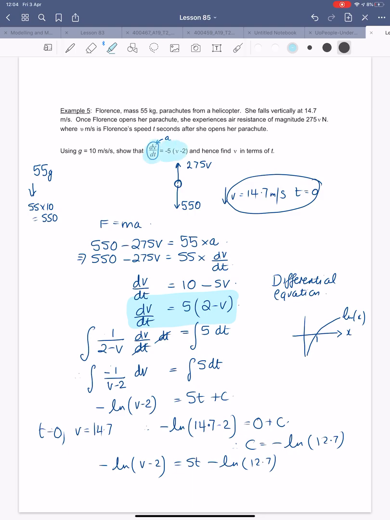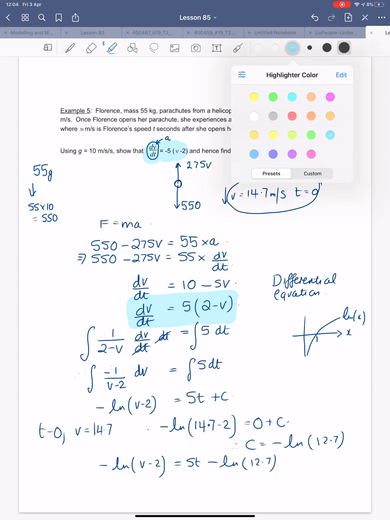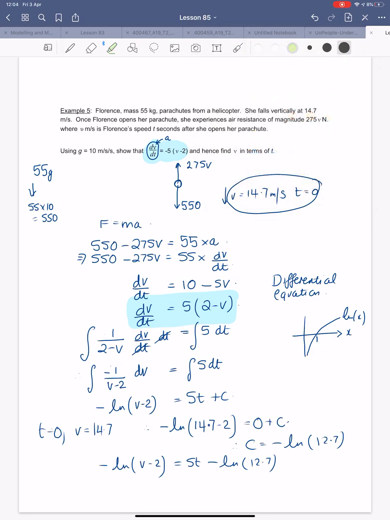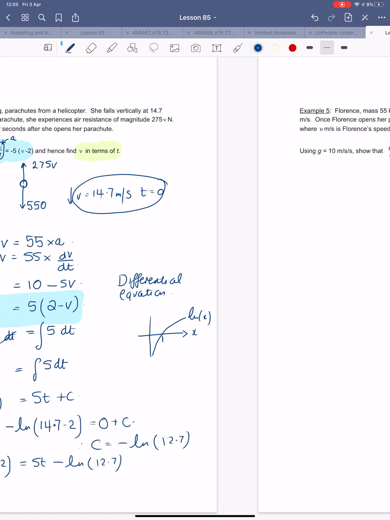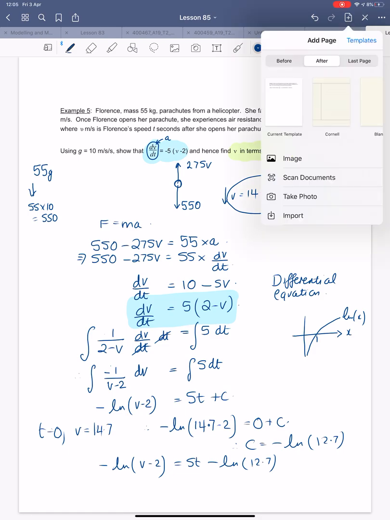That bit's in blue. And I'm actually going on now to find v in terms of t. Is where I'm going now. v in terms of t. Right, so I need a v. I'm going to need extra space. I'll just add a new page here.